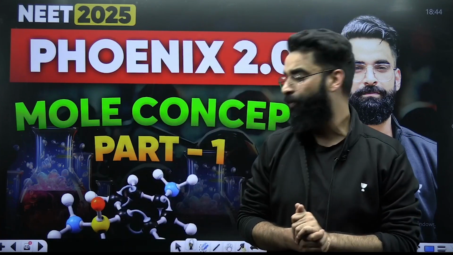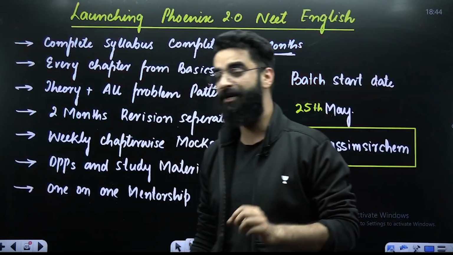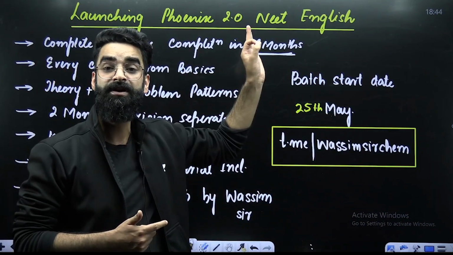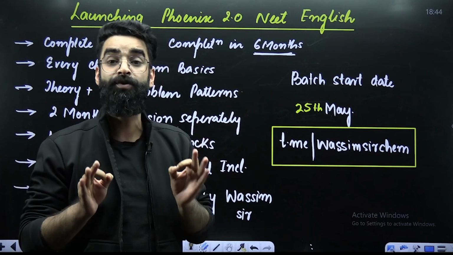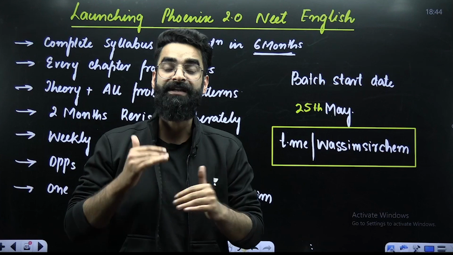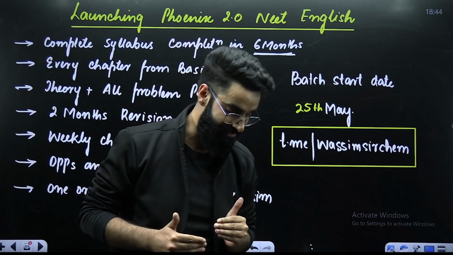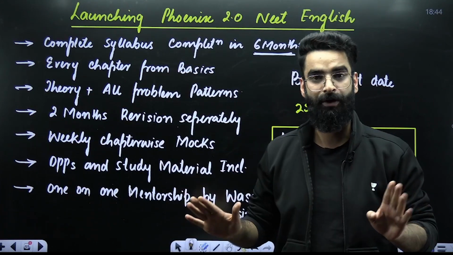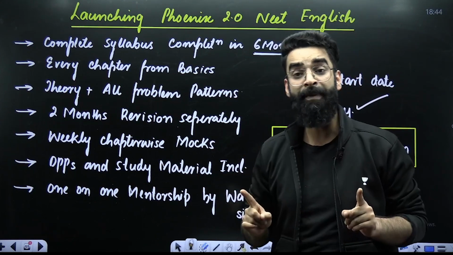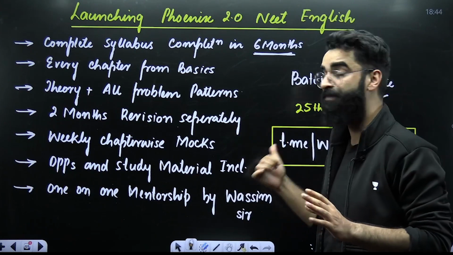And the ones who have no idea what this Phoenix 2.0 NEET English batch is all about, let me quickly show it to you. My dear students, this is the only batch which we are starting for NEET 2025 students completely in English language. Whether you are going to write the NEET for the first time, second time, etc., right? No worries at all. The batch is getting started on 25th of May. On 25th of May, we are starting this particular batch.